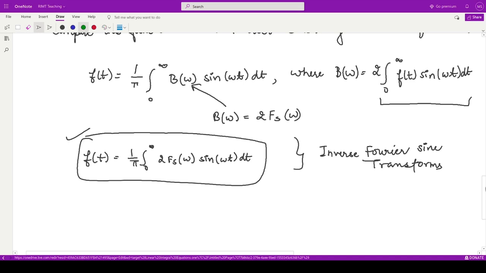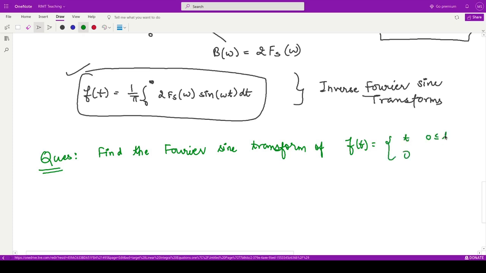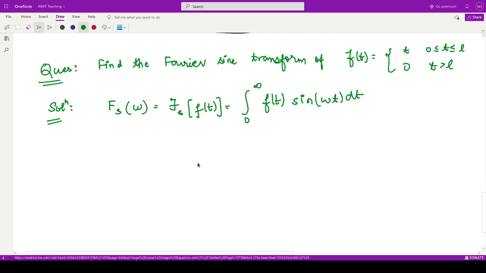So let us see one last example question related to this one. Question says find the Fourier sine transform of f of t, which is equal to t and 0 for this interval 0 to L and t greater than L. So the solution here is, for calculating the Fourier sine transform, we will apply the formula. That means we will apply the Fourier sine transform on the given function. So according to this formula, we have integration from 0 to infinity of the function f of t sine omega t dt. So again we will break this interval from 0 to L.